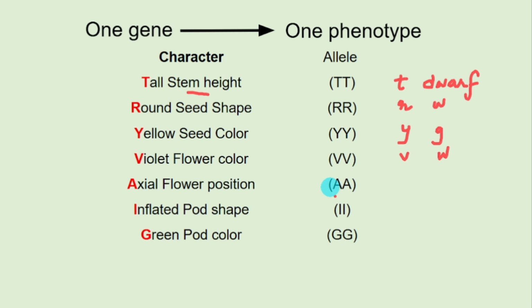And here, after mutation, this will become small a, recessive form, and the flower position will be terminal. Pod shape, so inflated, the recessive trait is constricted. And in this case, the green pod color will change to yellow color. So the highlight is, in all these cases, only one particular phenotype will be affected.